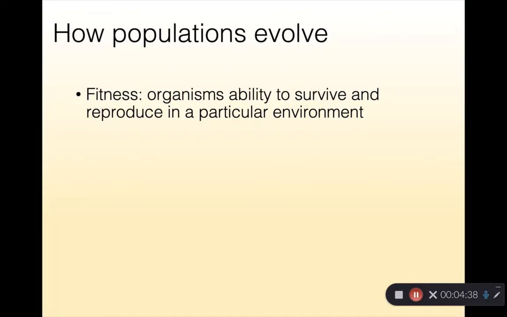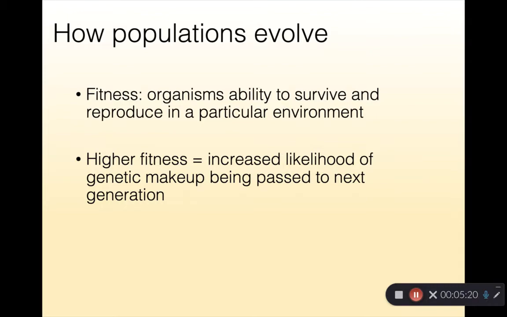When we're talking about whether or not a population can evolve, we come across this term called fitness. Fitness for an evolutionary biologist is very different from thinking about whether or not an organism is fit. Ultimately, fitness is the ability for an organism to survive and, critically, reproduce in a particular environment. It's not enough that a species is able to survive. It's critical that they're able to pass on those genes to the next generation. That's what makes a population fit. So higher fitness is an increased likelihood of a genetic makeup being passed down to the next generation. If I'm able to pass on my genes to the next generation, that makes me a higher fit individual.